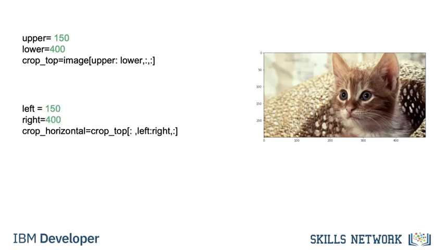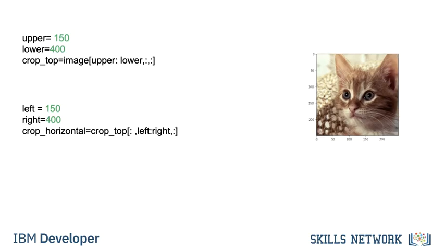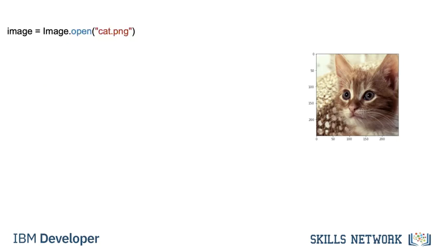We can also crop horizontally. The variable right is the first column that we would like to include in the image. The variable left is the last column we would like to include in the image. We can also apply crops to the PIL image objects.